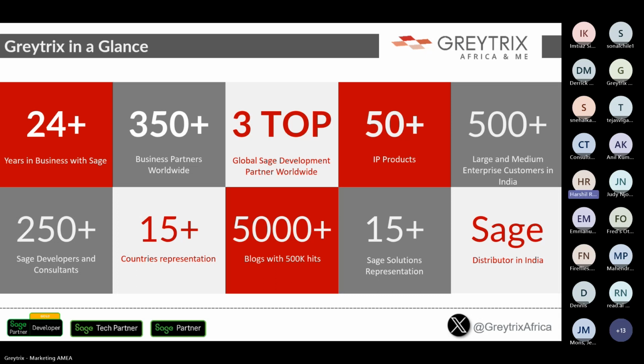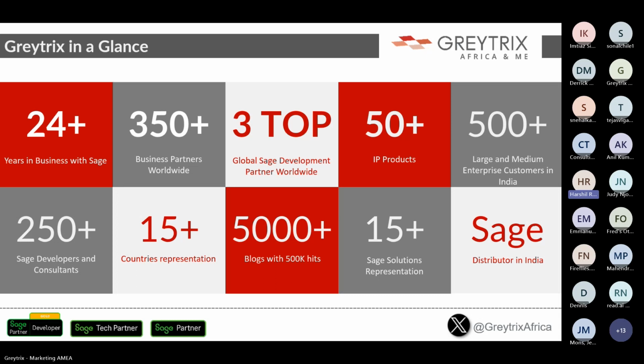Then, as I've mentioned, we are a master distributor for Sage in India. So we also have our own client base in India. We have around 500 plus large and medium enterprise customers in the Indian market. We have also developed 50 plus IP products. Recently, we have developed multiple e-invoicing solutions for different countries like Kenya, Uganda, Rwanda, Zambia. Then we are in the process of developing one for Saudi Arabia as well.